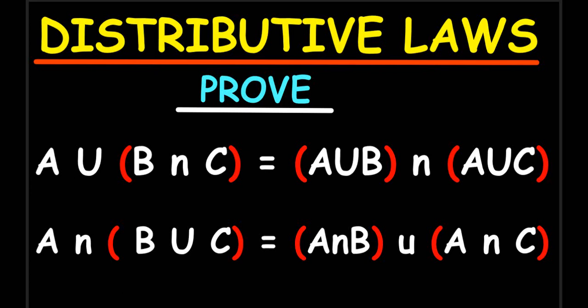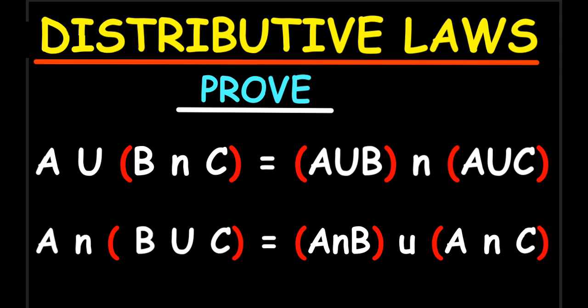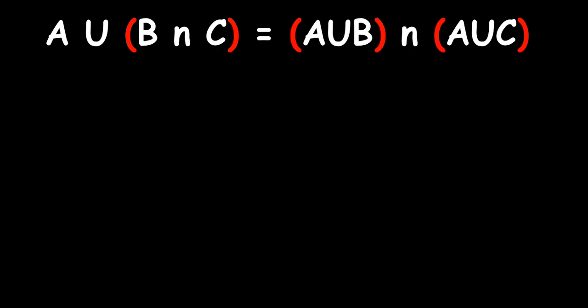In this session of sets, we are going to prove the distributive laws. So these are the distributive laws: A union (B intersection C) is equal to (A union B) intersection (A union C), and its counterpart, which has an intersection. So we're going to start with the first one. Likewise, we're going to solve using normal algebra and sets.